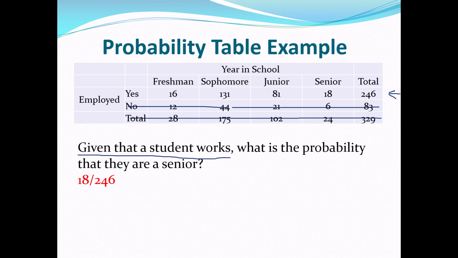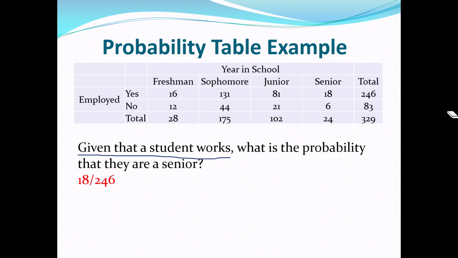All right, let me clear this screen. All right, there we go. Given that they're a senior, let me flip them around now. Given that the student is a senior, now what part of the table are you looking at? Are you considering all 329? I hope not. Given that they're a senior, what is the probability that they work? So I got the same two events, student works, senior, except I'm flipping them around. Given that they're a senior, what is the probability that they work? 18 out of, this time it's going to be 24.